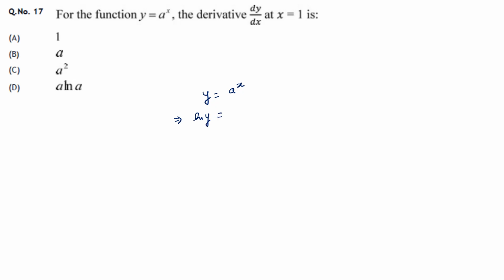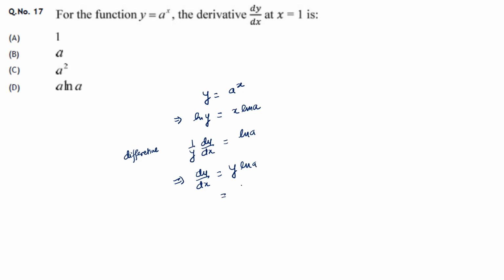So we will take log on both sides, so it will be ln y = x ln a. Here I have taken ln, so natural log. Okay, so in the next step we will differentiate it. So when we differentiate it, it will be (1/y) dy/dx = ln a. So this implies dy/dx = y ln a.